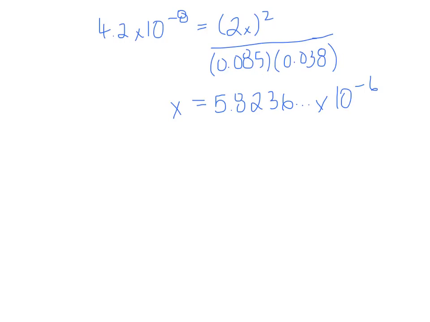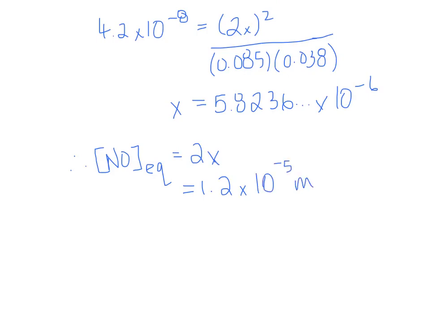Then the question asks us for the concentration of NO at equilibrium. We know from our ICE table it's going to be 2 times x. So 2 times 5.8 times 10 to the minus 6. Putting it to sig figs would be 1.2 times 10 to the minus 5 moles per decimeter cubed.